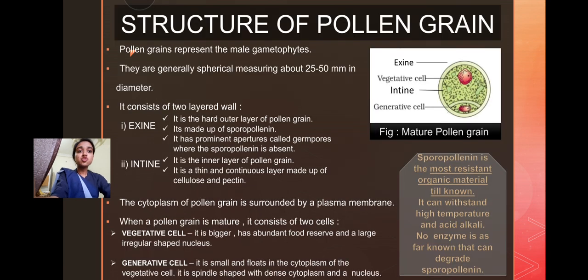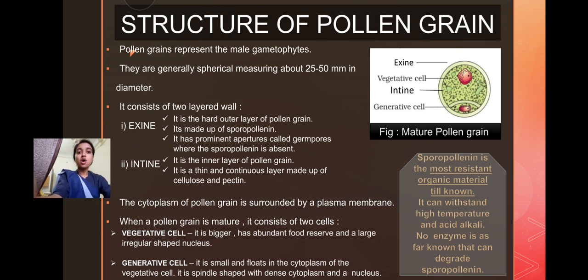Now the structure of pollen grain. Pollen grains represent the male gametophyte. They are generally spherical, measuring about 25 to 50 micrometres in diameter. Now, a typical pollen grain consists of 2 layered walls. First, the exine, and second is the intine.